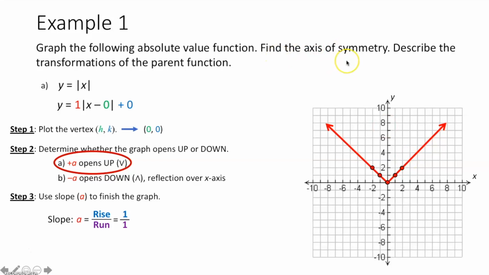Now for the other stuff. Find the axis of symmetry. That's just x equals h. What's our h value? 0. So x equals 0 is your axis of symmetry. That's the vertical line that chops your graph in half.